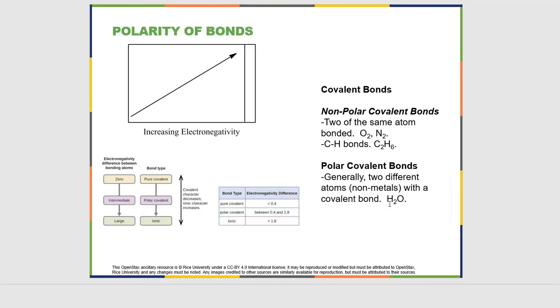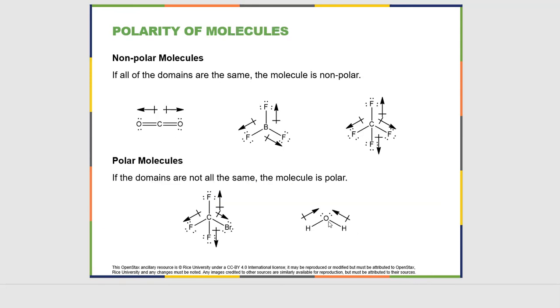So this is covalent bonds only between two or more nonmetals. This does not apply to ionic compounds. But this is the polarity of bonds, and this is not the same as the polarity of molecules, which is why I'm spending a few minutes to review it. When it comes to the polarity of molecules, there's a different thing going on. So let's look at a few examples.